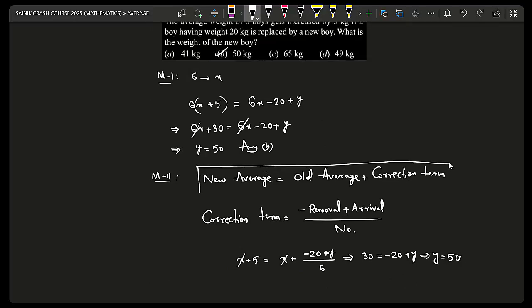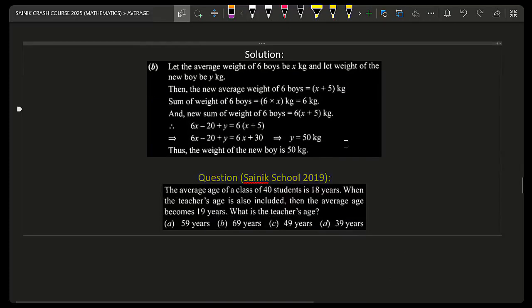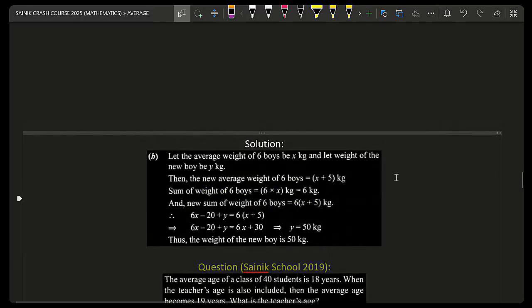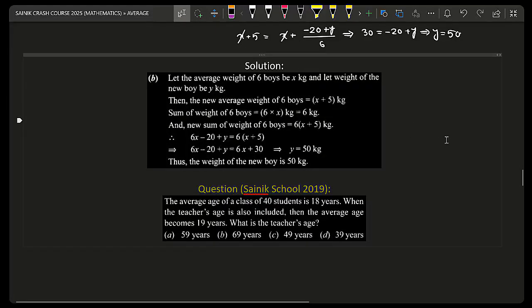All of you have to remember, that is new average is equal to old average plus correction term. And what is that correction term? It is nothing but minus removal, who is going to be removed, that you have to subtract, plus arrival, who is going to arrive into the group, you have to add, divided by number. So this you have to remember, everyone. So both ways we got the answer 50. And next question is this. So textual solution also we got the same answer, that is 50.